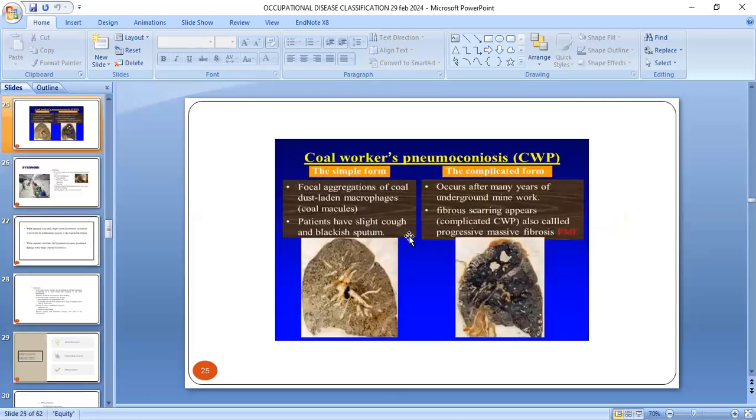The simple form causes focal aggregations of coal dust-laden macrophages that are called coal macules. Patients have slight cough and blackish sputum. While the complicated form occurs after many years of underground mine working. It causes fibrous scarring that appears complicated, also called progressive massive fibrosis. These are the lung pictures of the simple coal worker pneumoconiosis, and this is of the progressive massive fibrosis.